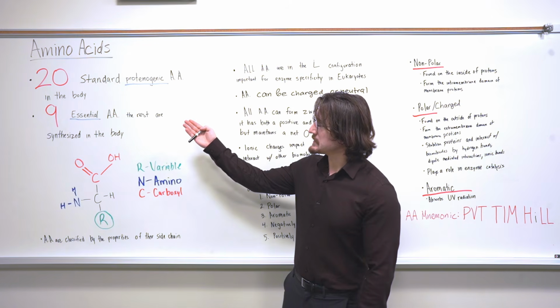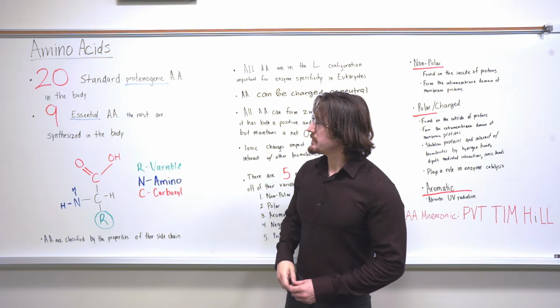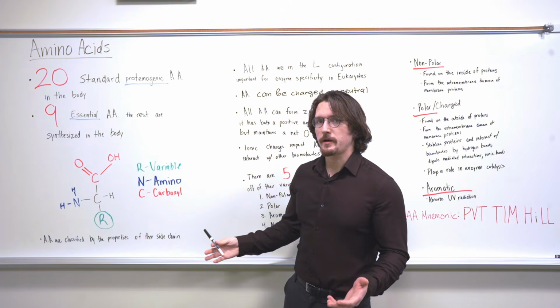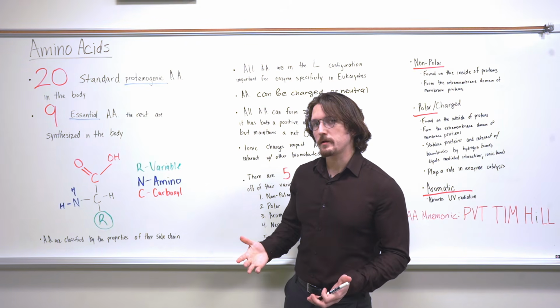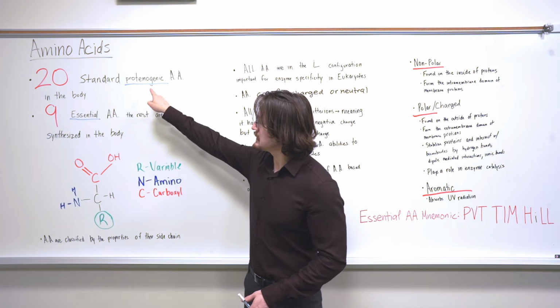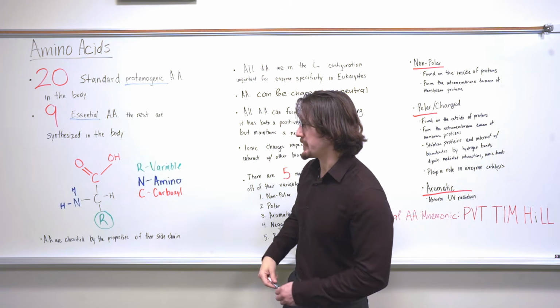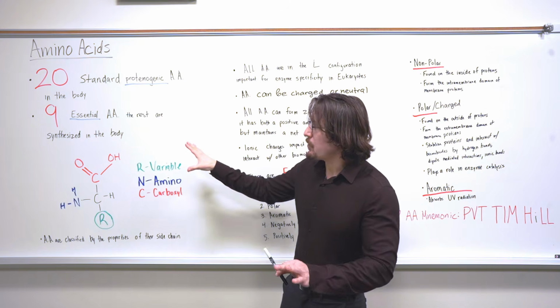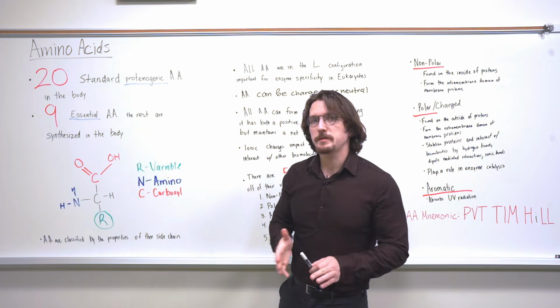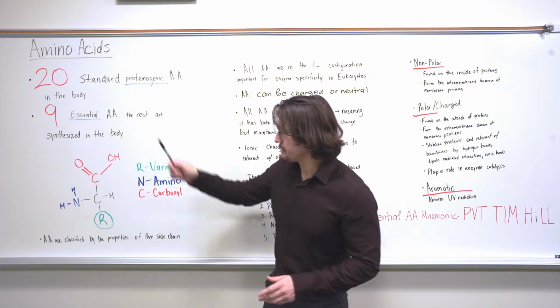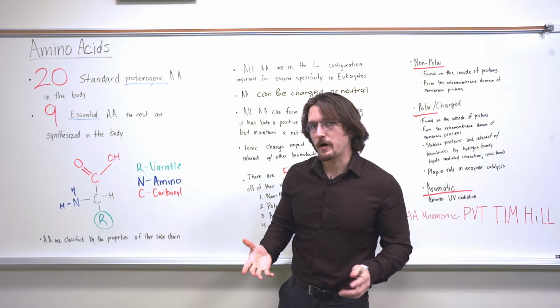So today we're going to be discussing amino acids. In the body, there are 20 standard proteinogenic amino acids. What I mean by that is that these amino acids are used to synthesize proteins, hence proteinogenic. Furthermore, out of those 20, 9 of those amino acids have to be obtained from the diet, so they are essential. And the remaining can be synthesized in the body.